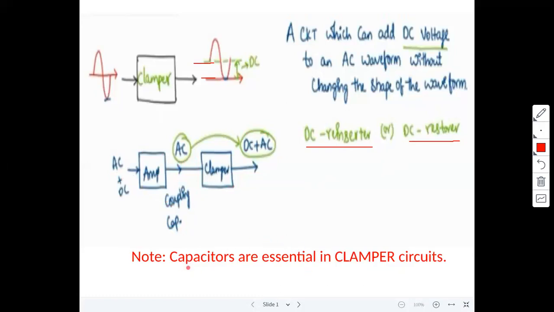And one more important point is, in a clamper circuit, capacitors are essential. Without capacitors, we cannot design a clamper circuit. Remember this one. In a clamper circuit, capacitors are essential.